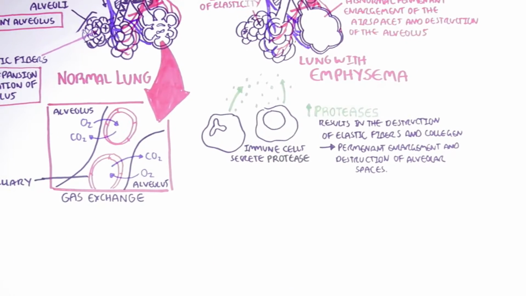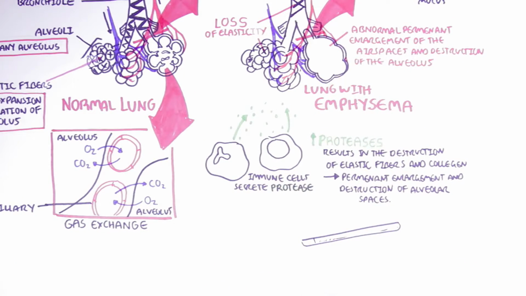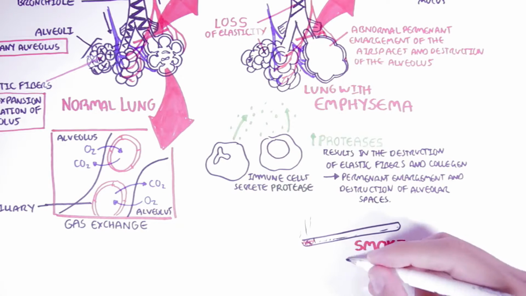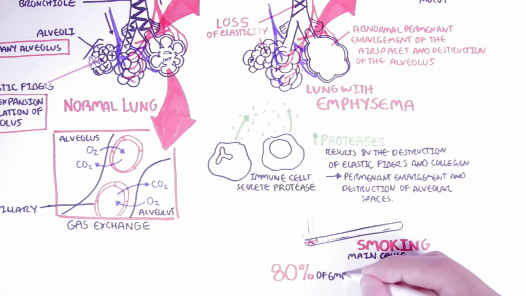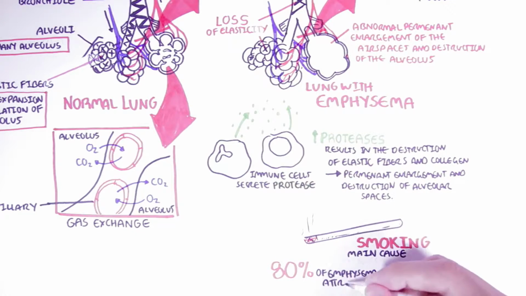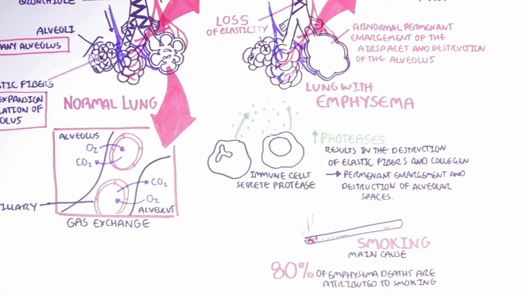Emphysema is mostly associated with heavy smoking. So that is essentially the number one cause. There is also actually about 80% of emphysema death attributed to smoking. So it is no wonder that the number one preventative measure is to stop smoking. Emphysema is also known to be associated with indoor or outdoor pollution.